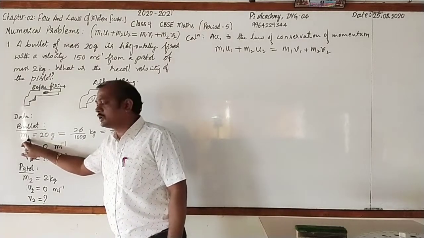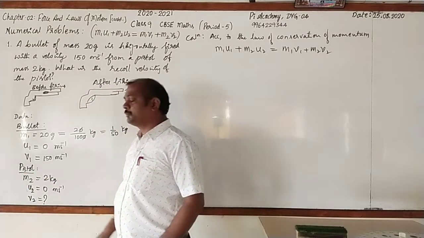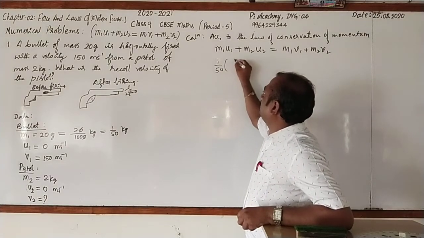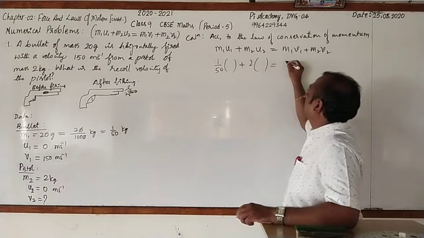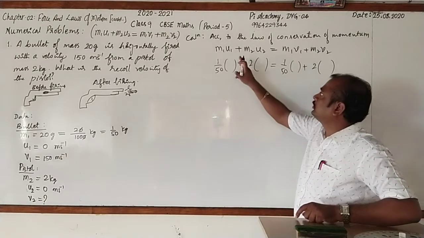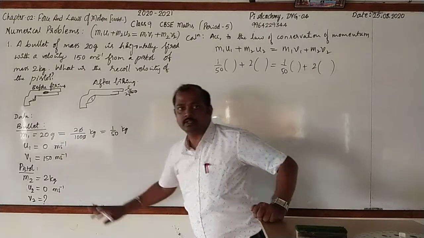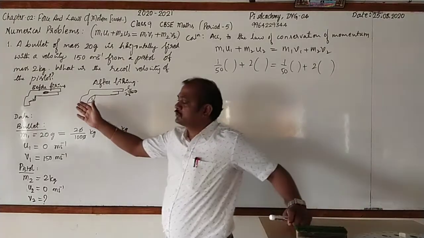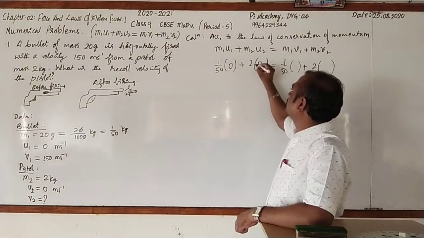M1 is the mass of the bullet. It is 1 by 50 kg. And M2, the mass of the pistol, is 2 kg. Here I write 1 by 50 into u1, plus 2 into u2. Now you substitute U1 and U2. U1 is 0. U2 is also 0. That is, before firing, the bullet and pistol both were at rest. Hence, their initial velocity will be 0. Here I write 0, 0.